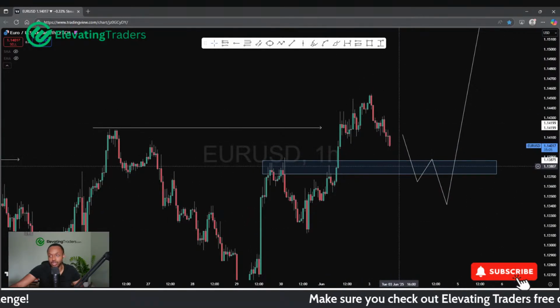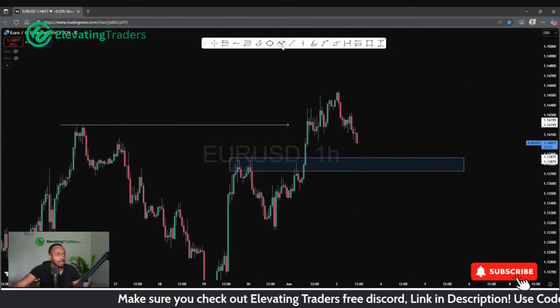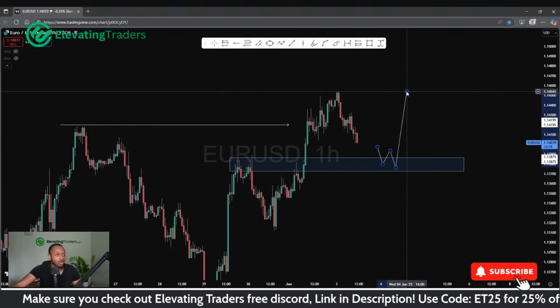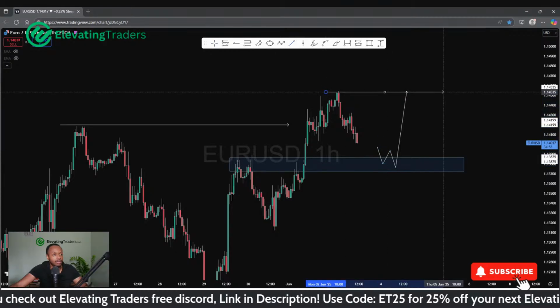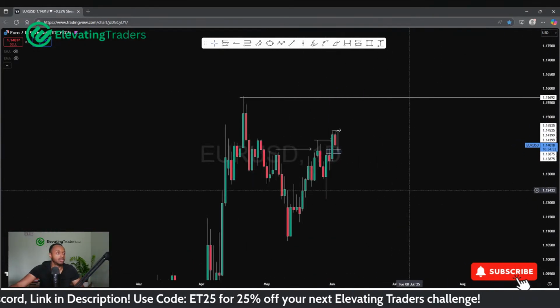Let's see what price can do there, whether it respects it well. Maybe a nice double bottom and base a trade from there back into resistance and hopefully a lot further as well. So yeah, as a whole, Euro USD looks good.